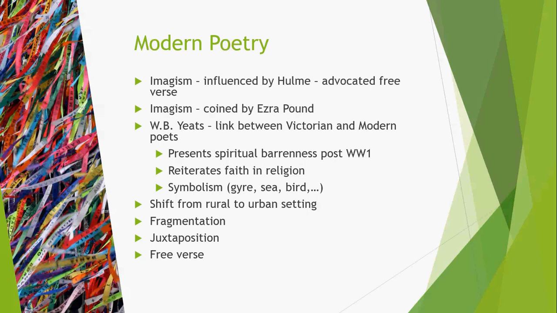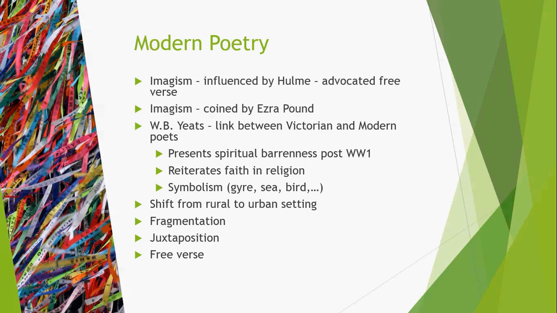We have the use of symbolism. Symbolism is the expression of individual emotional experience through the subtle use of symbolized language. In the poetry of Yeats, the common symbols that are used are the symbols of the gyre, the sea, and the bird, among others. In the modern age, we find a shift from the rural to the urban.